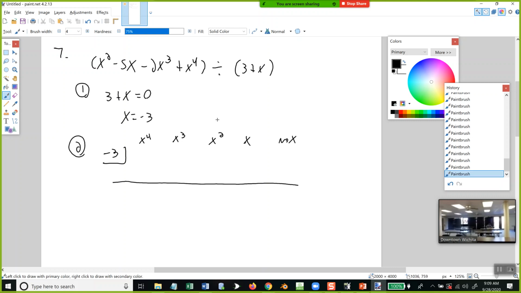Now I'm going to write down whatever numbers are in front of each one. The x to the fourth, there's 1 in front of it, the invisible 1. The x to the third is negative 2. The x squared is 1. The x is negative 5. And there is no constant term, the no x, so I'll put a 0 there.